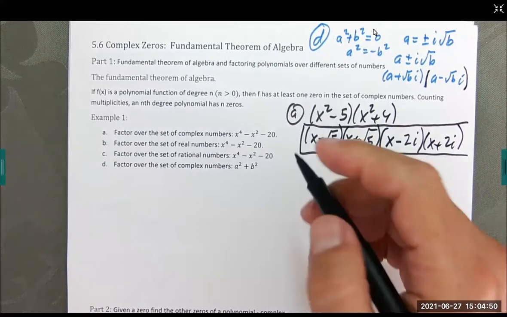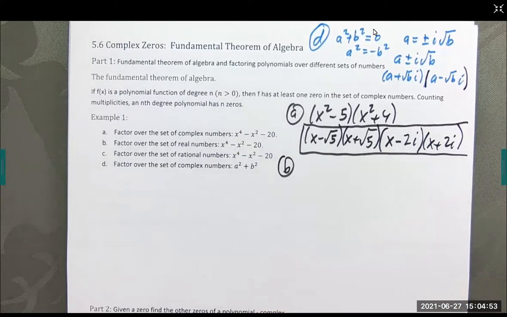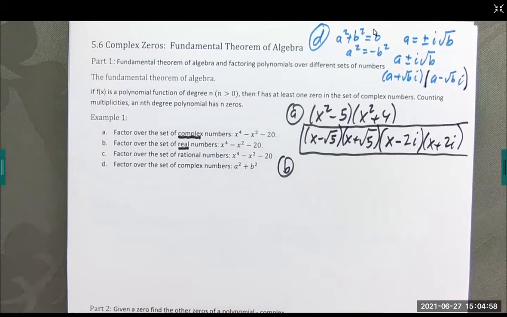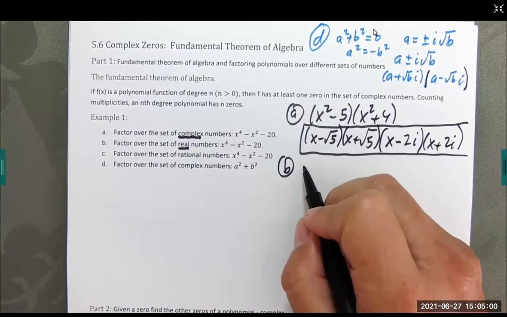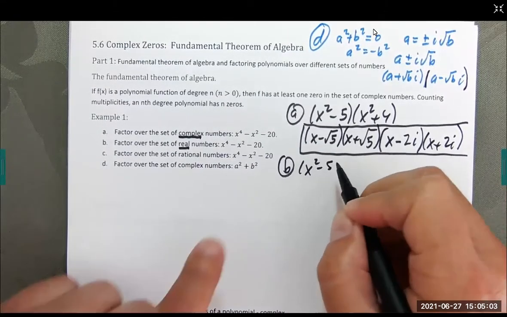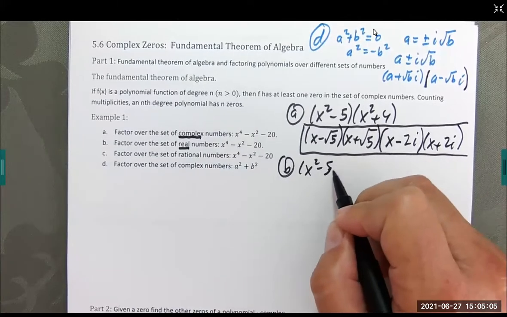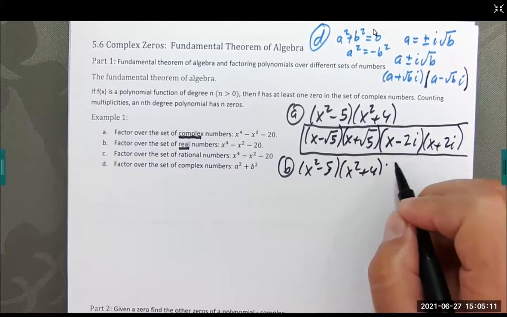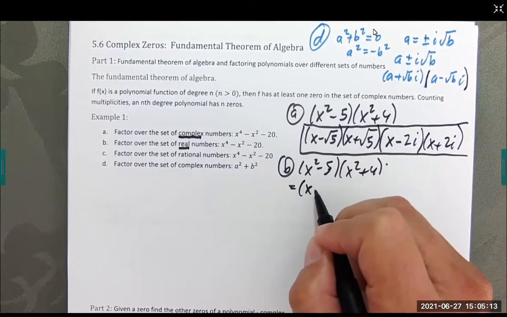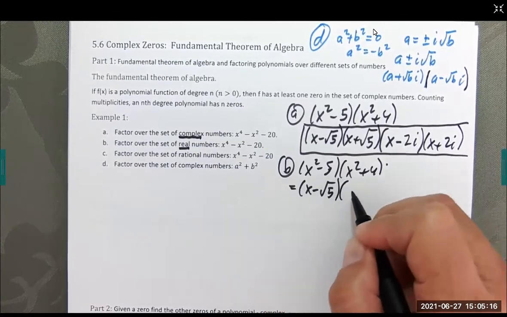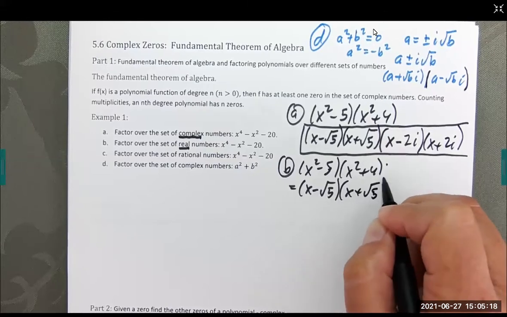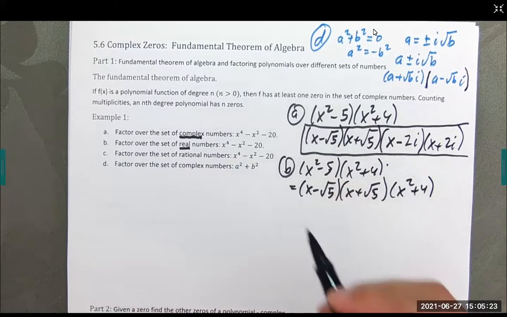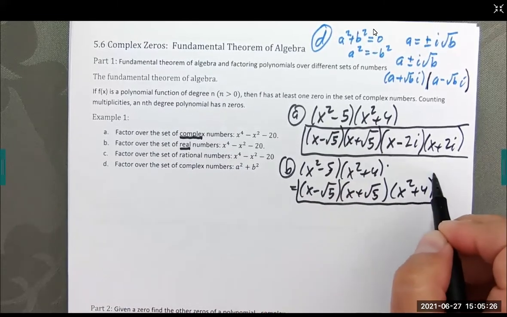Part B: this one says we're now just going to factor over the real numbers, meaning we're going to have to stop there. So this becomes x squared minus 5, it's the same polynomial, please note, x squared plus 4. And this is going to give us x minus root 5, which is a real number, x plus root 5, also a real number. However, I'm going to leave this one as a quadratic. And that's as far as I can go, as far as the real numbers are concerned.